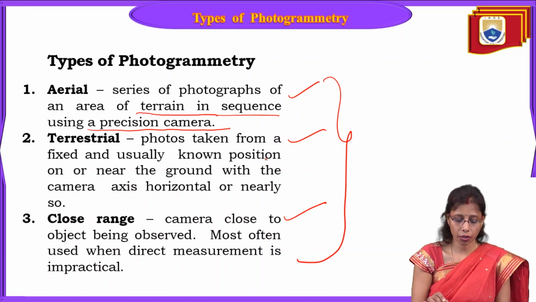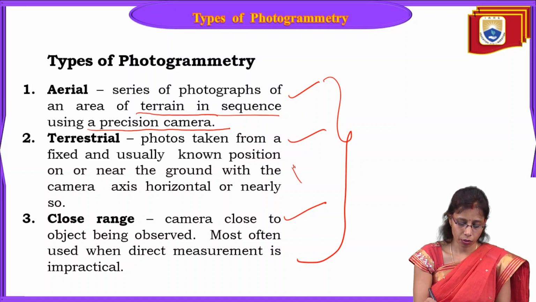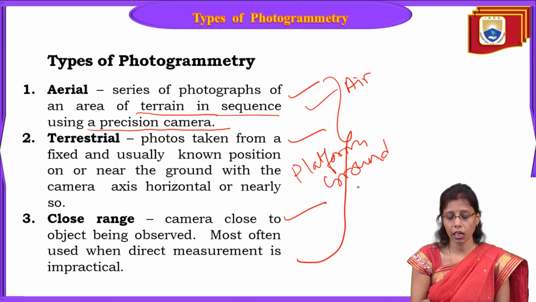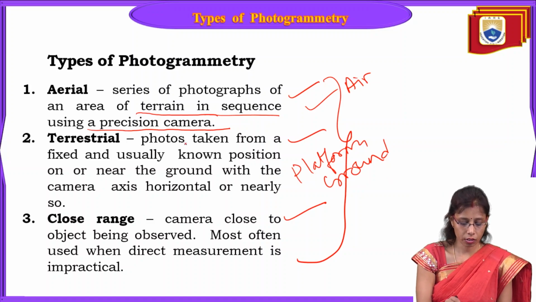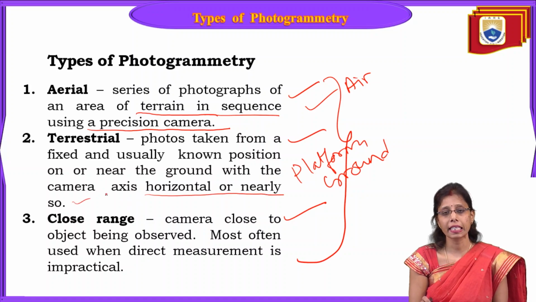Now we have terrestrial photogrammetry. Terrestrial means ground. This kind of photogrammetry is like taking photos of the ground surface from a ground platform, right? So here the platform will be ground, and for aerial the platform will be air. Photos taken from a fixed and usually known position on or near the ground, with the camera axis horizontal or nearly so, is called terrestrial photogrammetry.